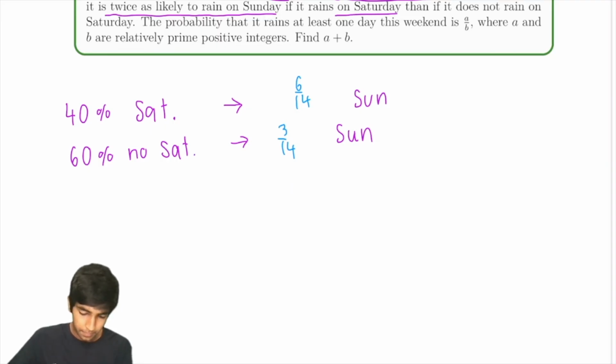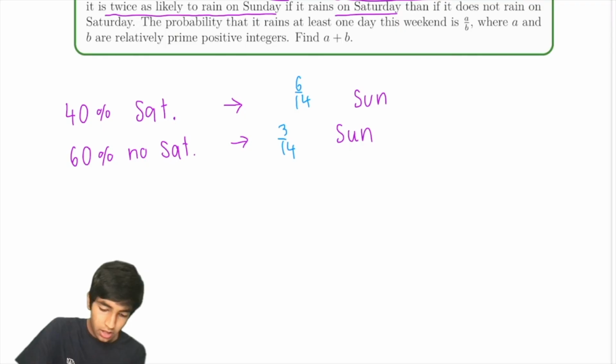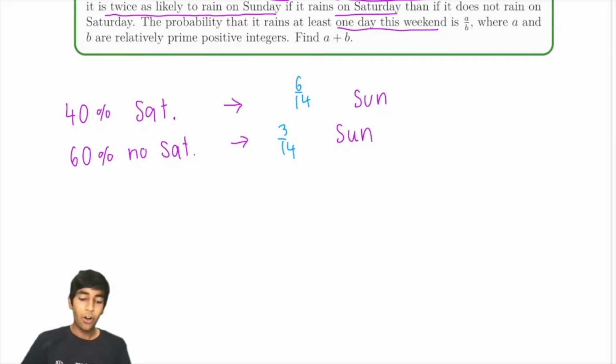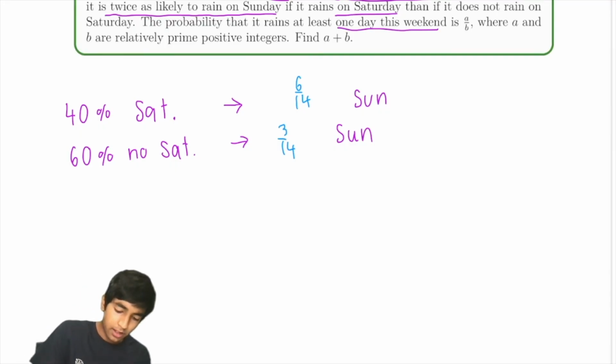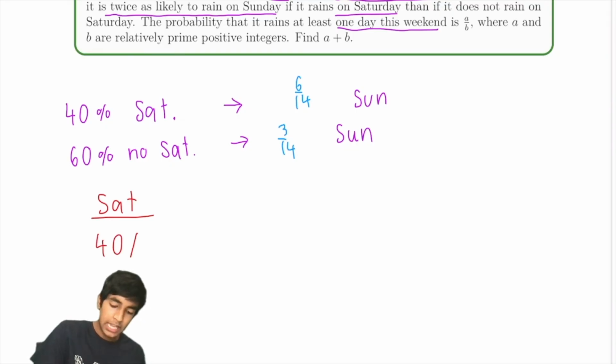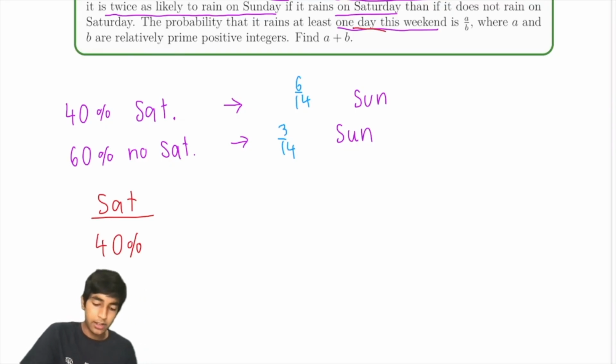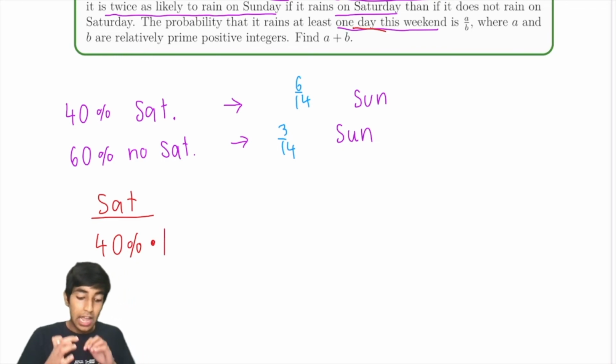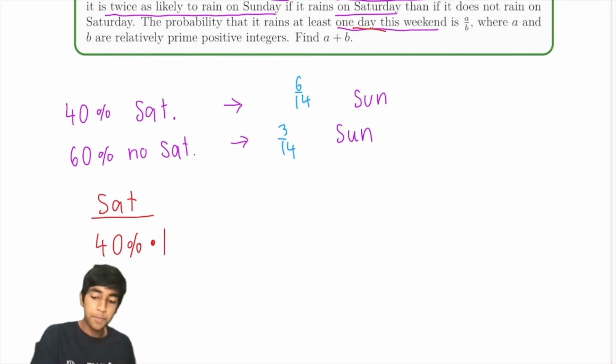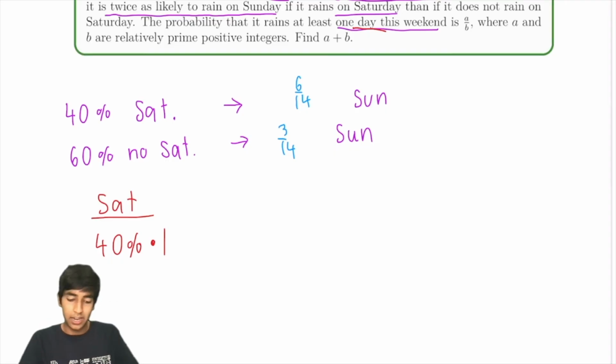Okay, so now we should just be able to add up to find the probability it rains at least one day this weekend. Let's say it rains on Saturday. If it rains on Saturday, what's the probability it will rain at least one day this weekend? That's guaranteed, because if it rains on Saturday, then it definitely rained at least one day this weekend, because Saturday is a day of the weekend.